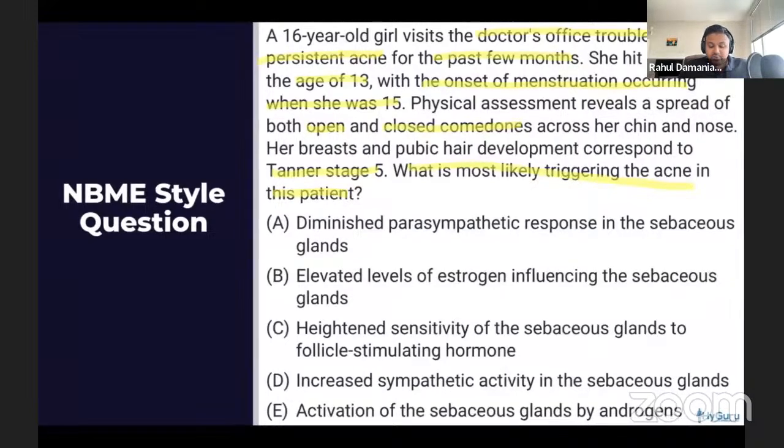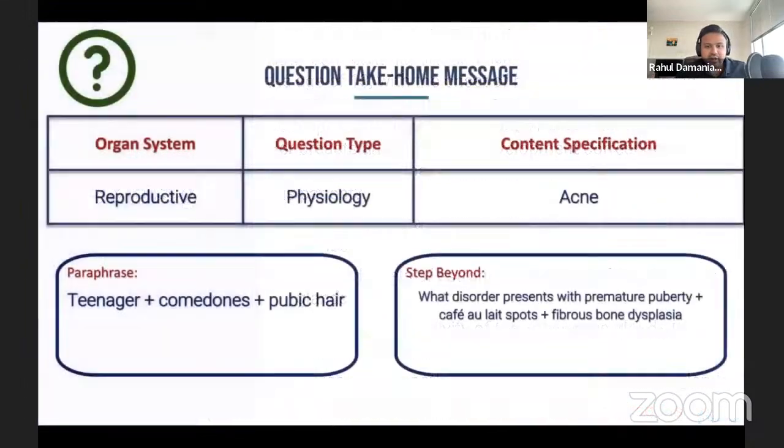All right. So this female is going to have relatively normal development, and the acne specifically is going to be due to increased amounts of androgens causing the activation of sebaceous glands. Sometimes you can get those sebaceous glands plugged up. You can get keratinization. You can also get co-infection with P. acnes that can actually cause you to have inflammatory acne. So let's go ahead and go into the step beyond question.